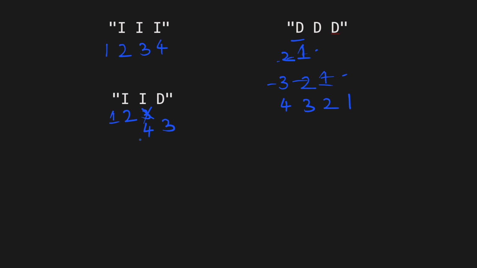So did you notice something? Whenever a D is arising, the sequence is reversing. So instead of 1, 2, 3, 4, like we saw last time, now it became 1, 2, 4, 3. But let's build on it further.